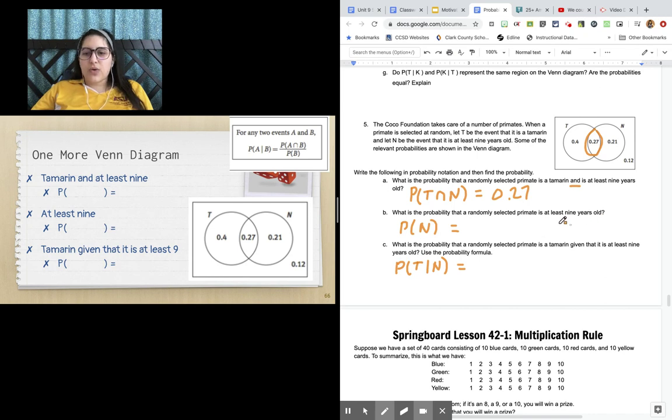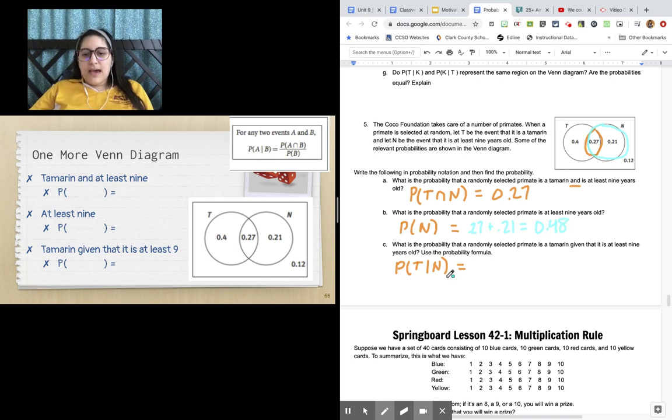Okay? Part B then says, what's the probability that a randomly selected primate is at least 9 years old? So I just care about what's the probability that I get a 9-year-old primate. So remember, 9 years old is this entire circle right here. So it's not just the 0.21, it's the 0.21 and the 0.27 together. So I'm going to add those. So 0.27 plus 0.21, which is 0.48.